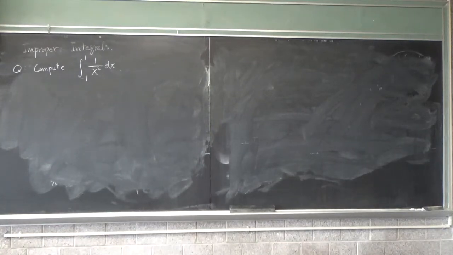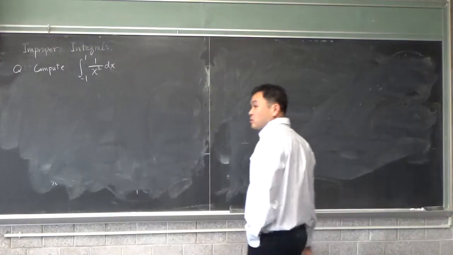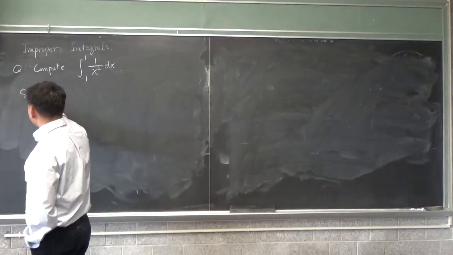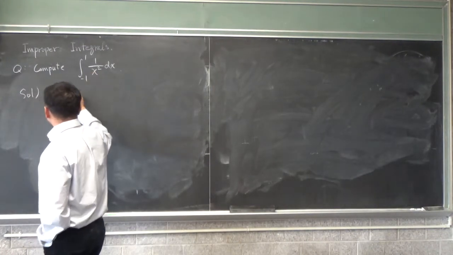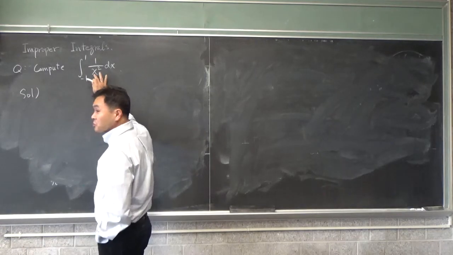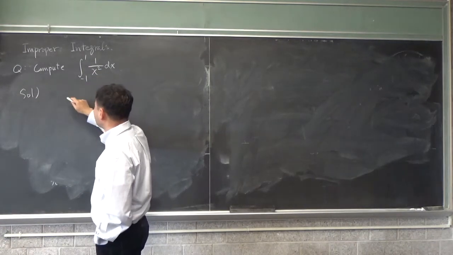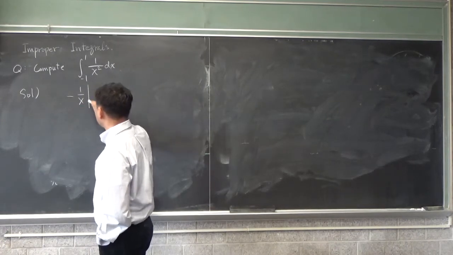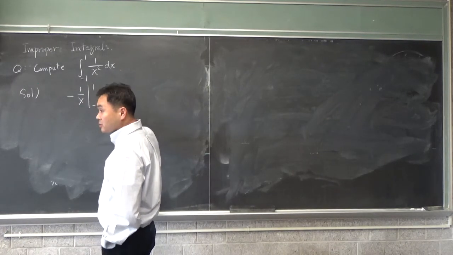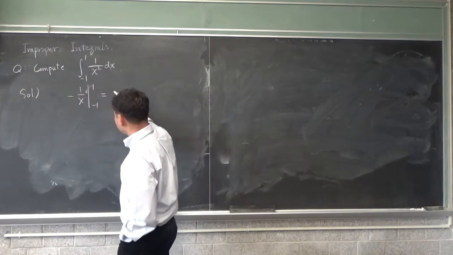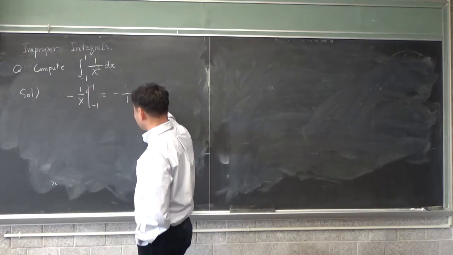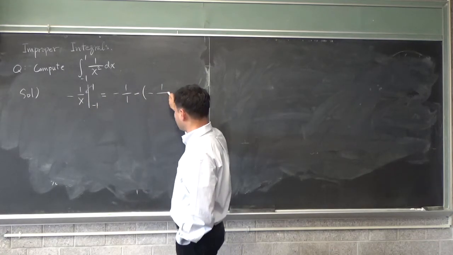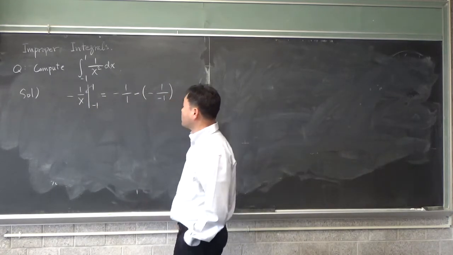Here we have a simple definite integral question, and let me give you a solution. If you use the power rule to integrate 1 over x squared, you get negative 1 over x, and then you have to plug in 1 and negative 1 here. 1 goes in here, so it's negative 1 over 1 minus, and then negative 1 goes in here, so it's negative 1 over negative 1.